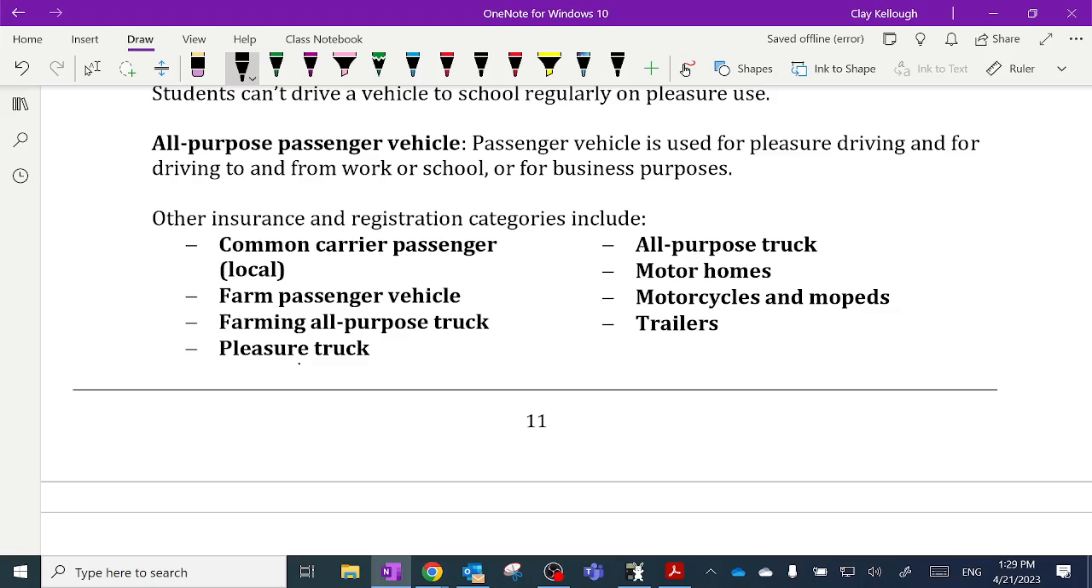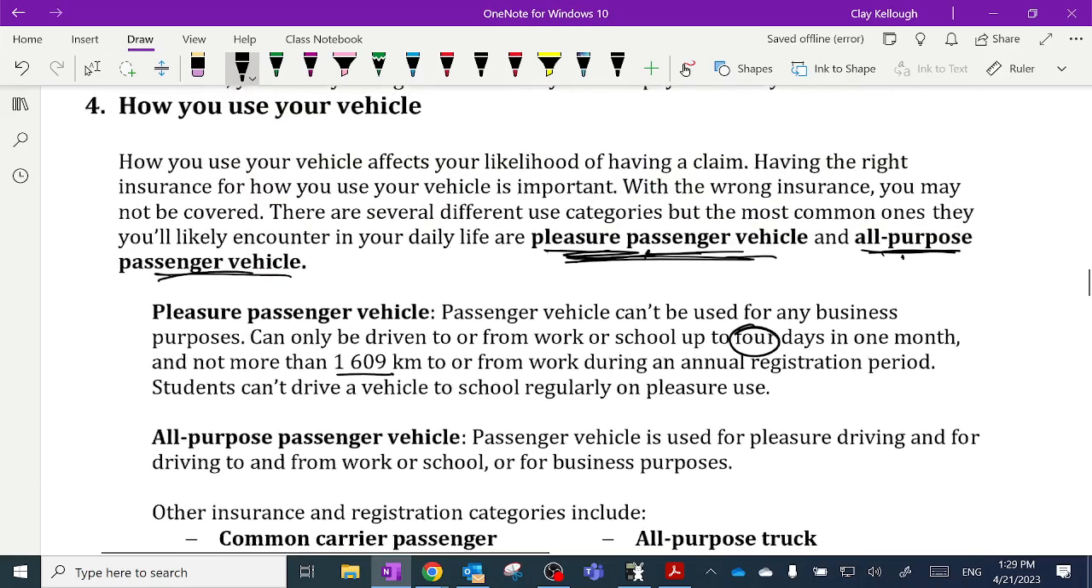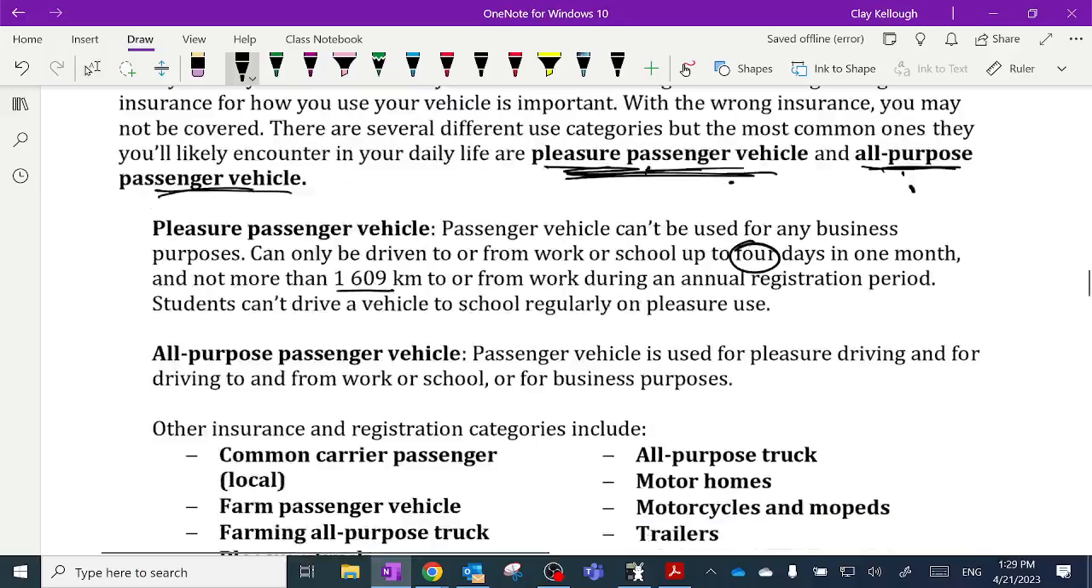But an all-purpose truck, again, trucks, people use them a little harder, right? They are going to break down more often, and they are a greater risk. So they are insured a little more expensively. Motorhomes, motorcycles, mopeds, trailers, they all have their own categories. For us, we're just going to kind of focus on pleasure and all-purpose.